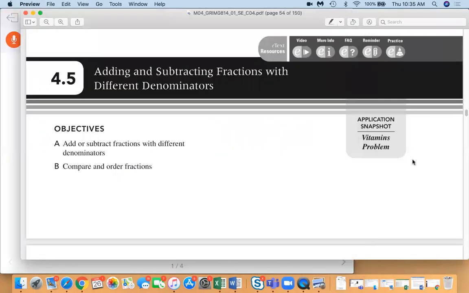So today we're going to talk about adding or subtracting fractions with different denominators. We're going to use those tools we learned in 4.4 to get a common denominator so that we can then add or subtract fractions. Remember, when we're multiplying fractions, we do not need a common denominator because we just multiply across. But when we add or subtract, we can't do it until we have the same denominator. And then we're going to look into comparing and ordering fractions, which again has to do with finding a common denominator.